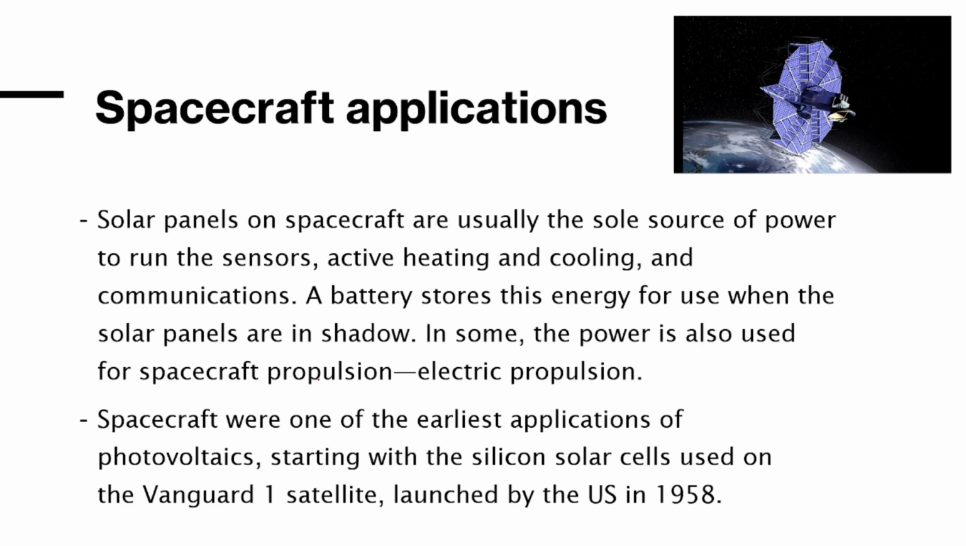So, it's surprising to know that spacecraft were one of the earliest applications of photovoltaics, starting with the silicon solar cells used on the Vanguard 1 satellite, launched by the US in 1958.